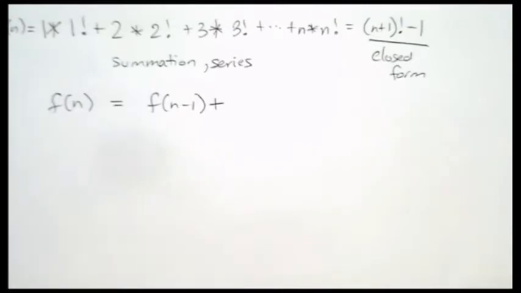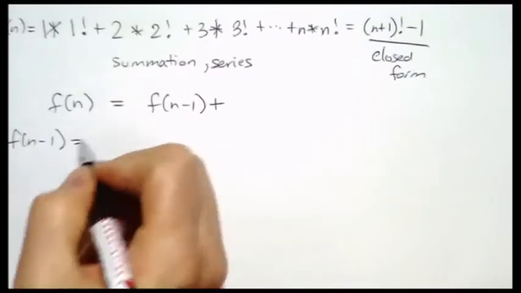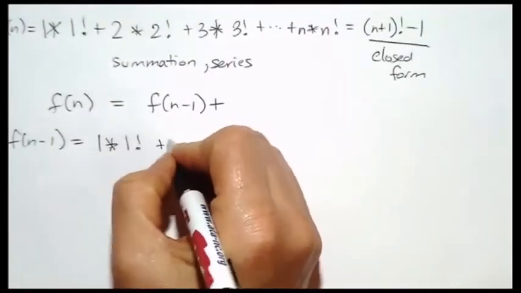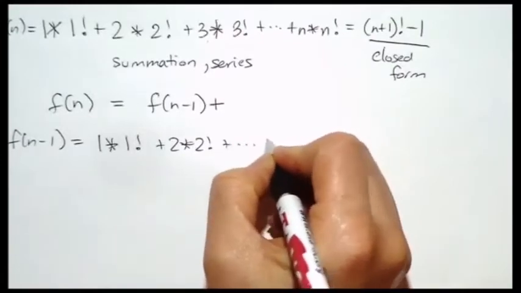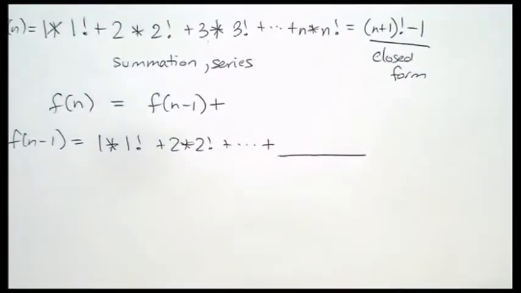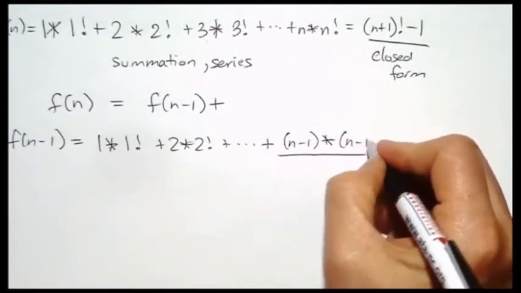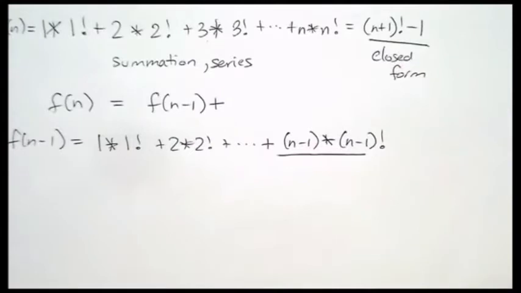Well, if you can't answer that question immediately, you should figure out what f of n minus 1 is. So I want you to write that on your paper. What is f of n minus 1? What goes in the blank? N minus 1 times n minus 1 factorial. That should not be hard. That is one of the reasons why you take this class, is to practice doing things like that, to recognize if I change an input, how does that change what I'm actually calculating.